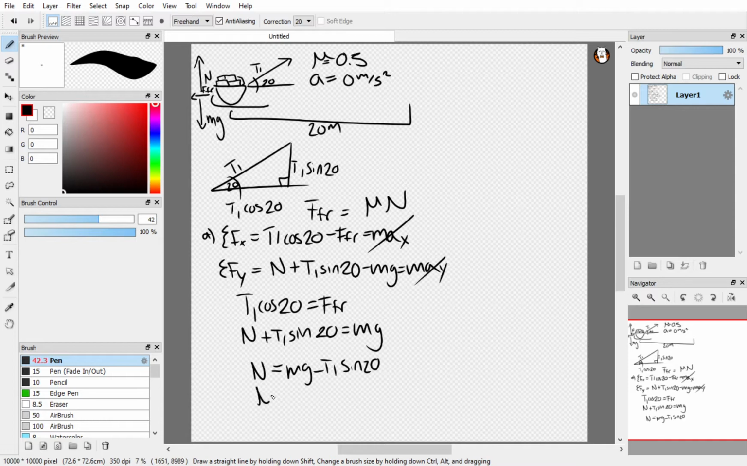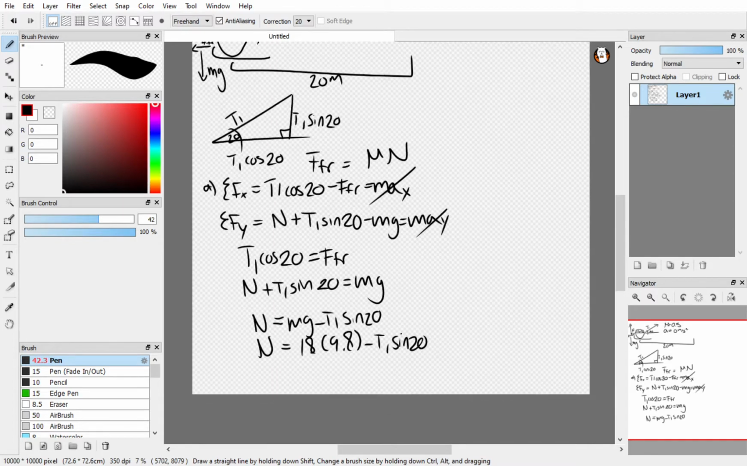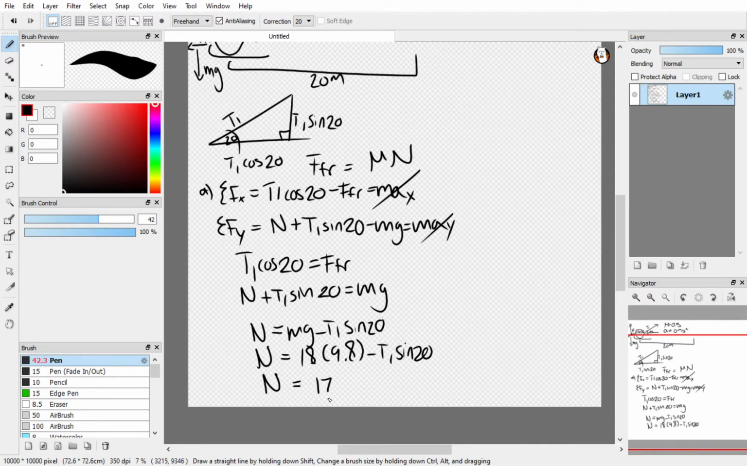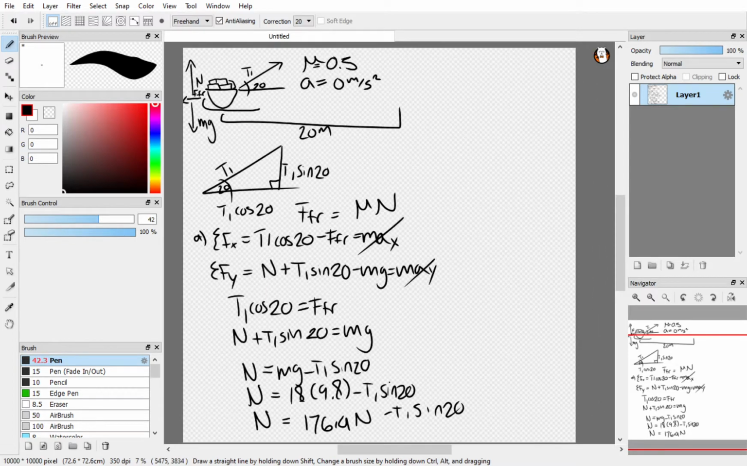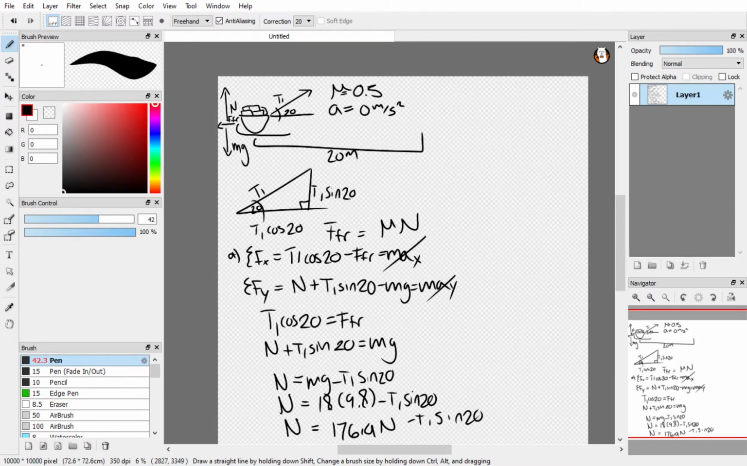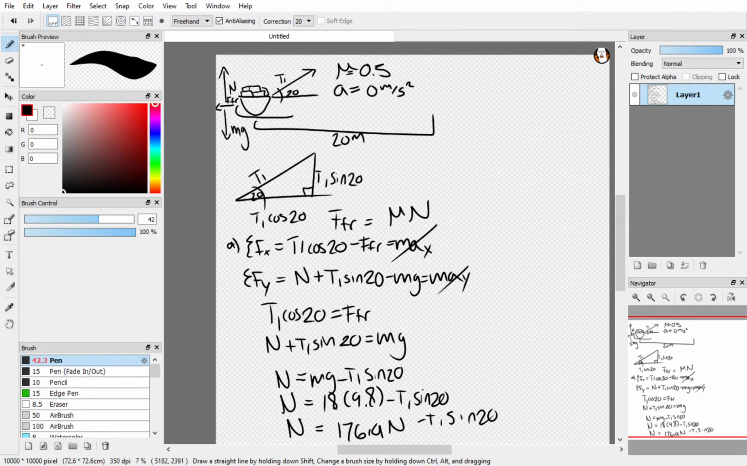From here we're going to start plugging in some of our information. We're going to do N equals 18 times 9.8 minus T1 sine 20, which would be equivalent to N equals 176.4 newtons minus T1 sine 20. Then we can plug in N into the other equation to result in T1 cosine 20. And considering force of friction equals mu N, we'll plug in mu N for force of friction here. And then we'll plug in N for the value we got here.